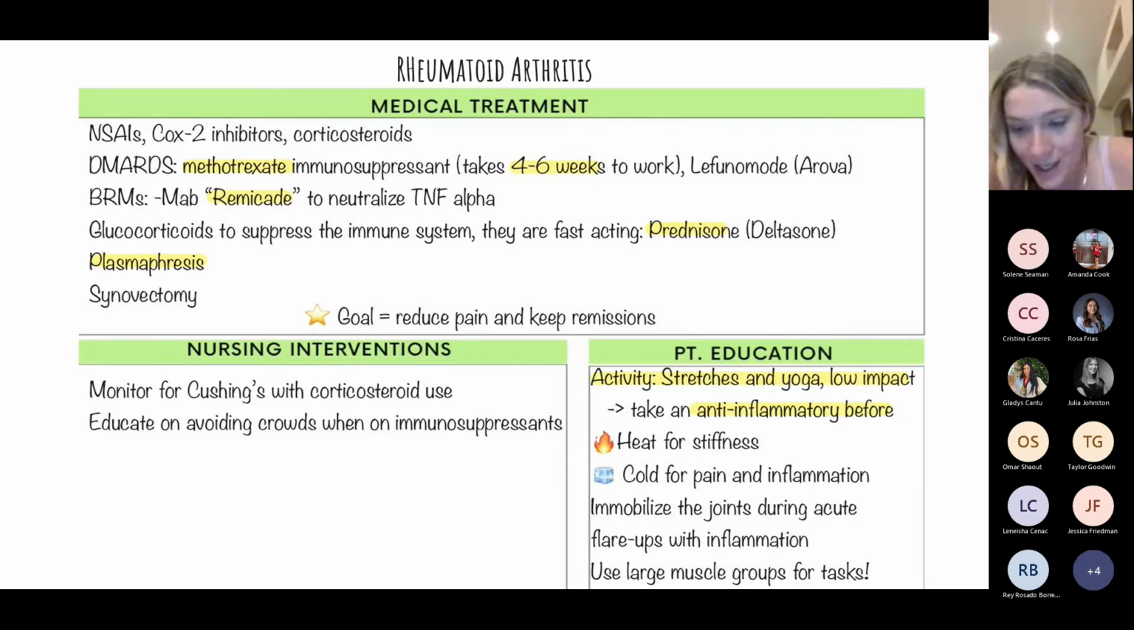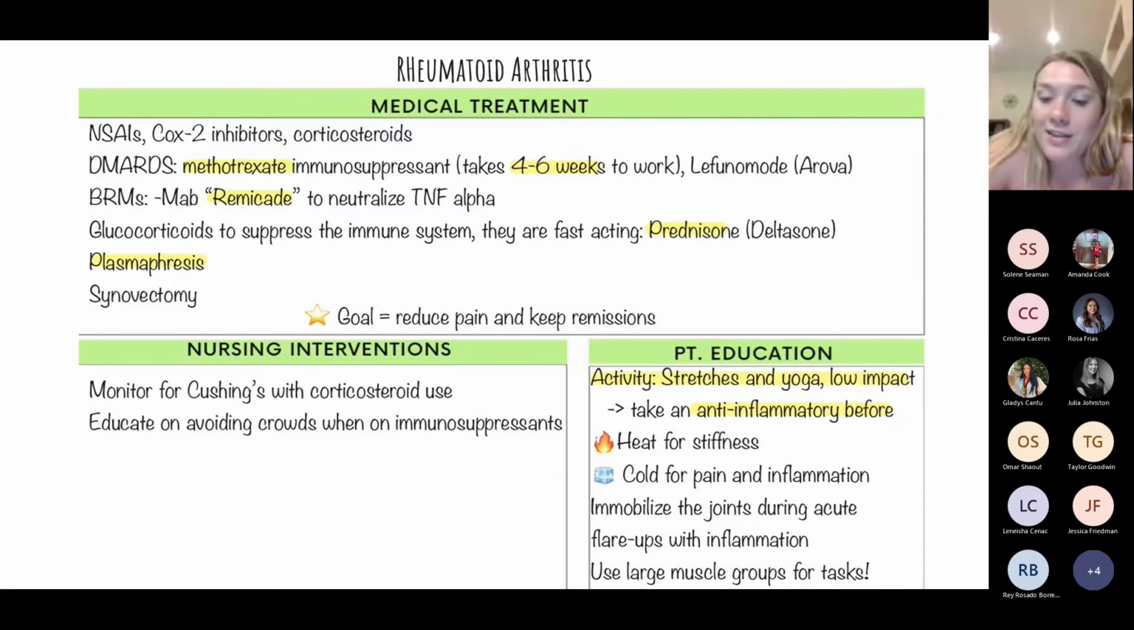If I have a lot of pain and inflammation, well, when we have any sort of inflammation, we're going to have that localized heat. So how do I get rid of that? Cold. You just give them the opposite. So if they have pain and inflammation, give them some cold, like an ice pack. During some acute flare-ups, we can also just help immobilize the joints with some splints, etc.